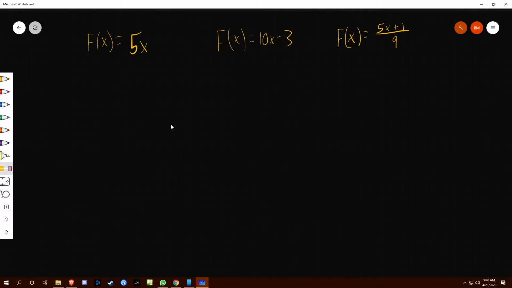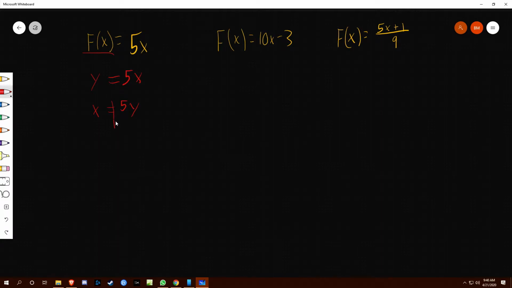On our study guide, they actually have decent steps explaining how we do this. What they're going to say is you are going to replace your f of x with a y. So call this y. So now y equals 5x. And then they're going to ask us to change the x and the y. So instead of writing y here, I'm going to write x equals 5y. And then I'm going to solve for y.